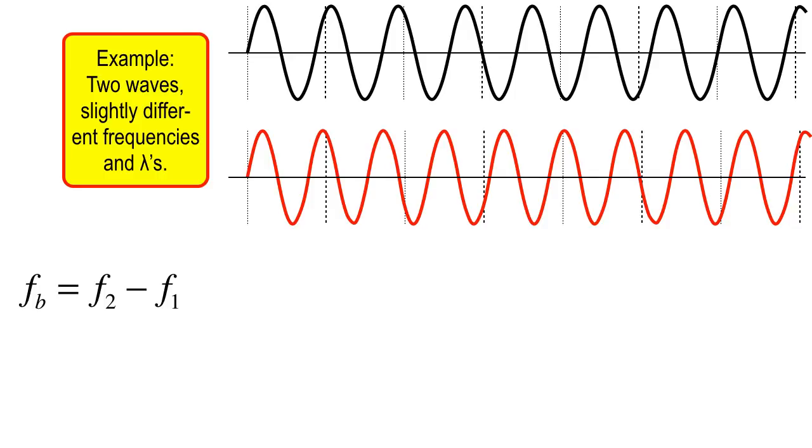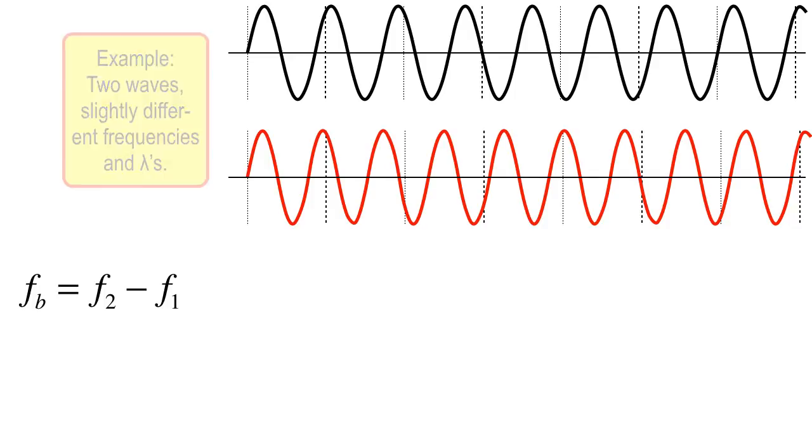So if these were sound waves, one would sound a little sharp relative to the other. The red one would sound sharp, or the black one would sound flat. I mean, if the red is on key, the black one would sound a little flat. If the black one was on key, the red one would sound a little sharp. So the way you figure out the beat frequencies, just subtract. Figure out the frequencies, v equals lambda f, figure out each one, and then subtract.